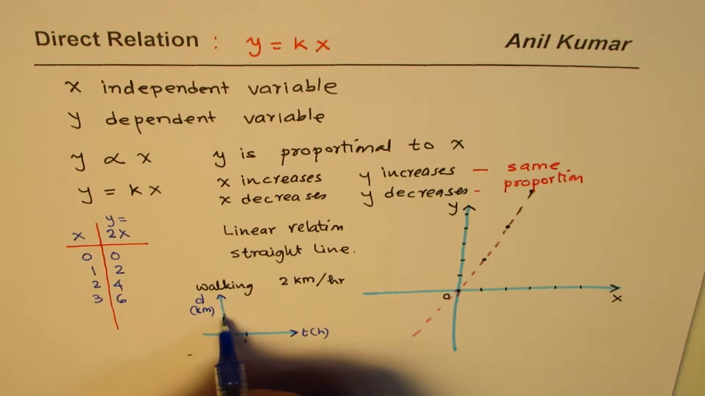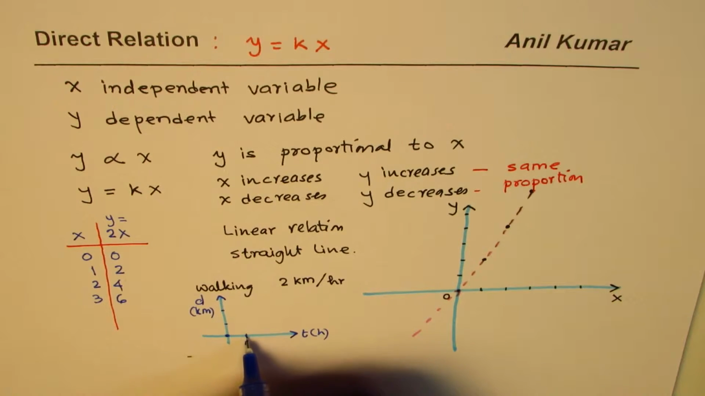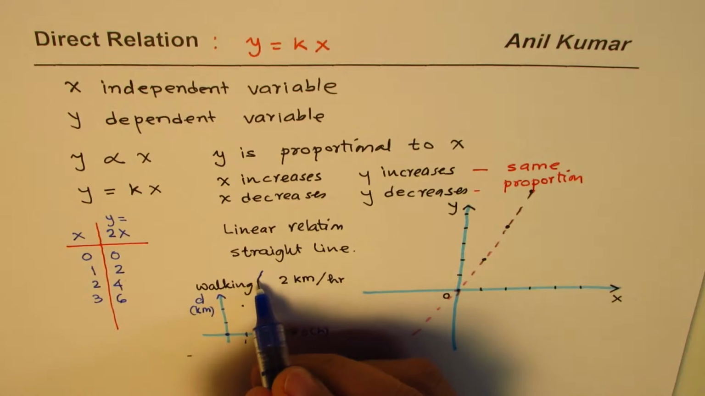In that case, in 1 hour you'll cover 2 kilometers. Let's say this is 2 kilometers. So start from 0 time, 0 distance covered, right? So 1 hour, 2 kilometers, 2 hours, 4 kilometers. Since time is continuous, in such cases we normally join it, right? So we have a straight line like this.